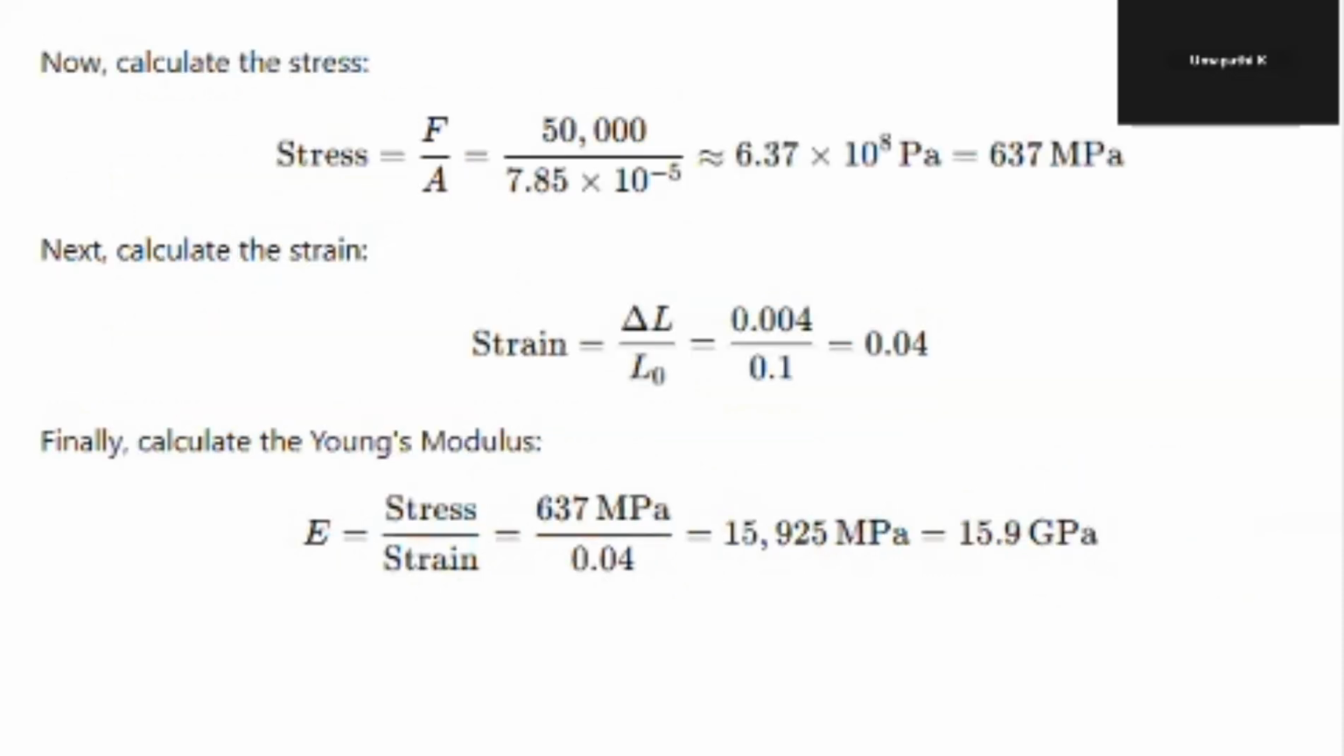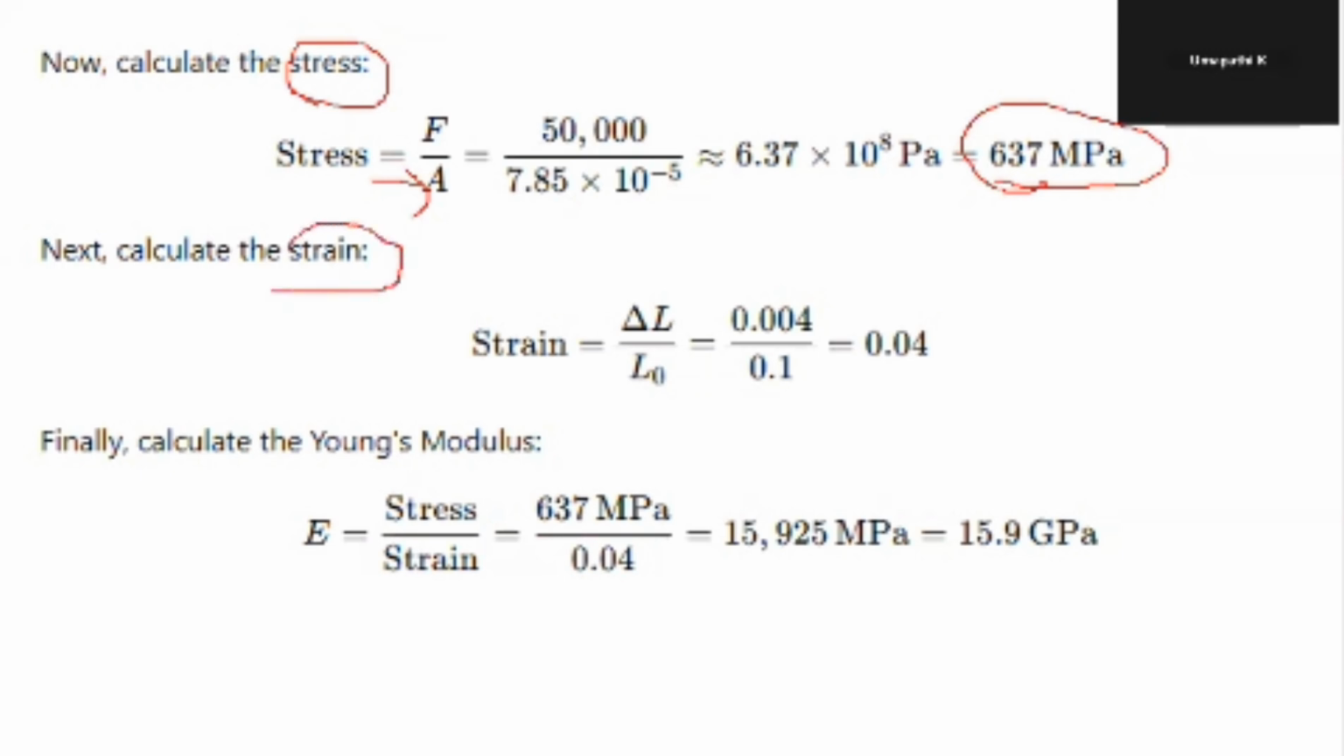Next, we have to find the stress. The stress formula is force by area. Previously we found the area, and F is given in the problem. So 50,000 newtons divided by 7.85 into 10 to the power of minus 5 square meter gives 637 megapascals. The value of the stress is 637 megapascal.